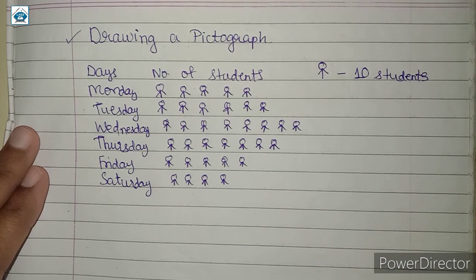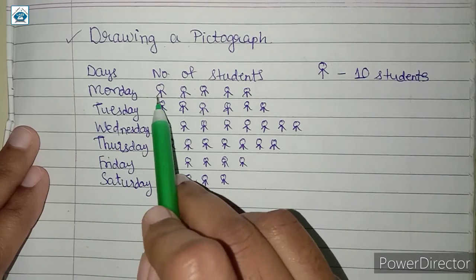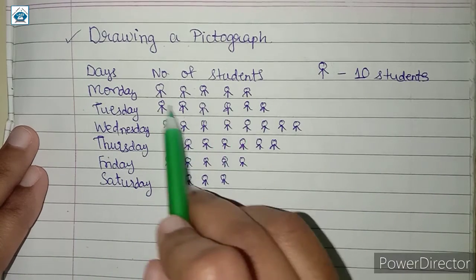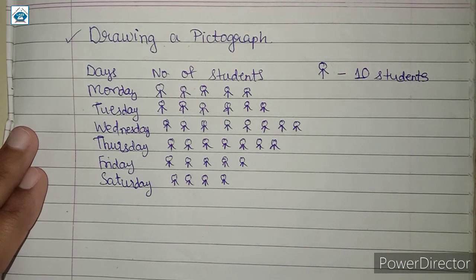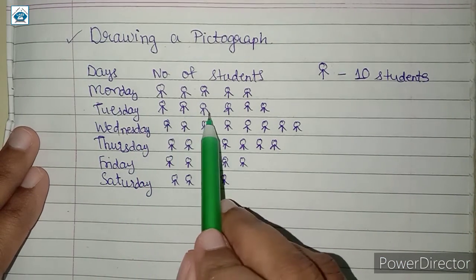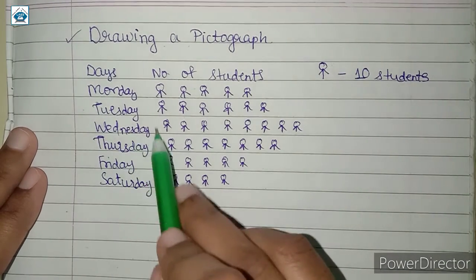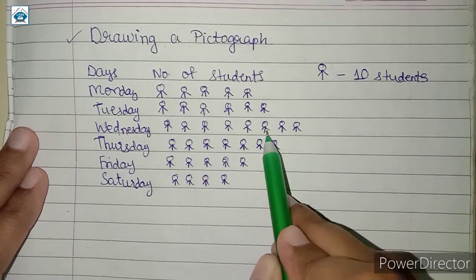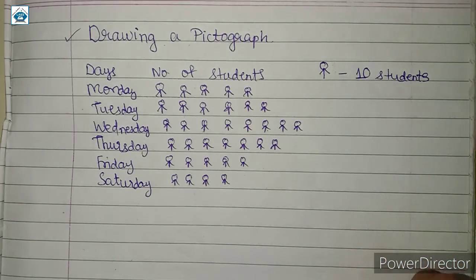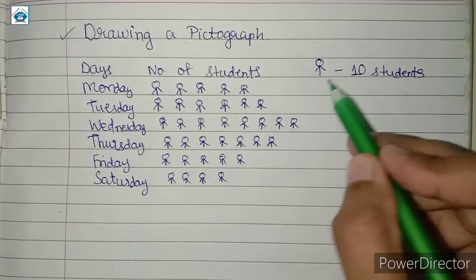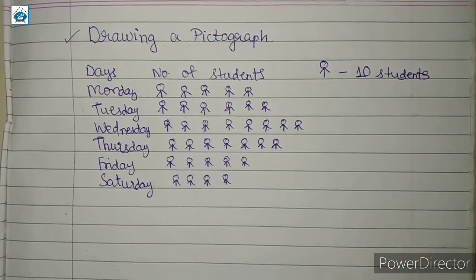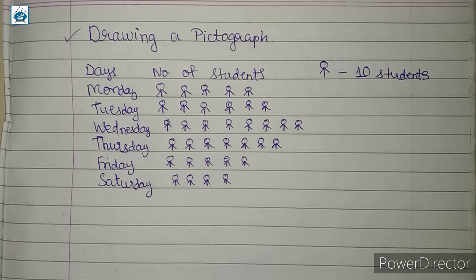In a class of 100 students on Monday, 1, 2, 3, 4, 5 symbols are given. That means 5 into 10, 50 students were present. Similarly, on Tuesday, 60 students were present. On Wednesday, we can say that 80 students were present. That means when we change the number of students the symbol represents, the data the pictograph gives also changes. So in this way we can draw a pictograph.